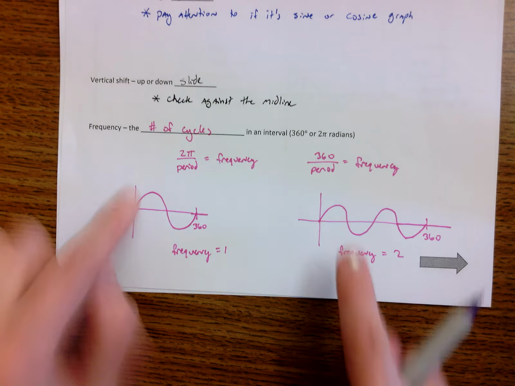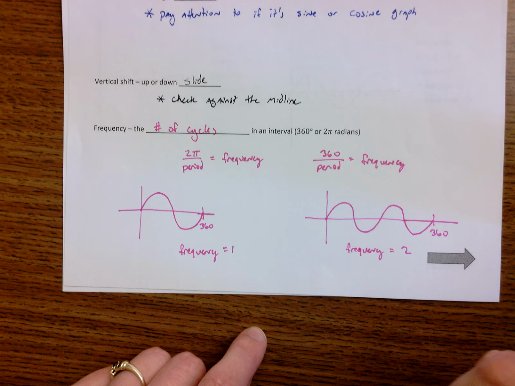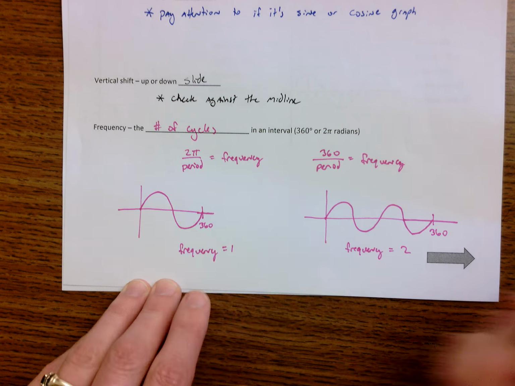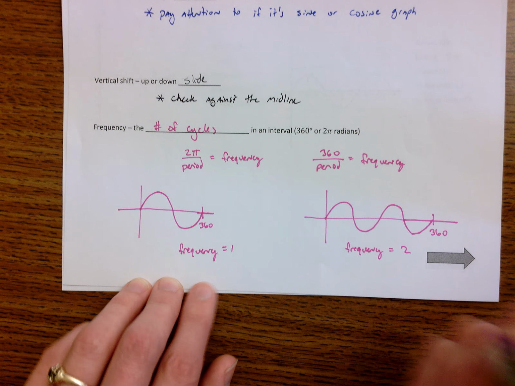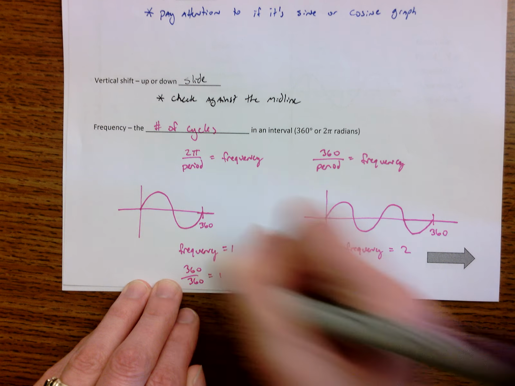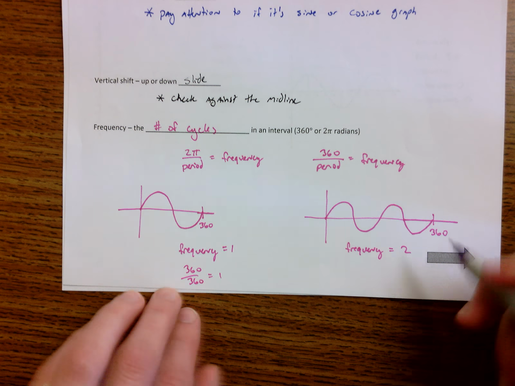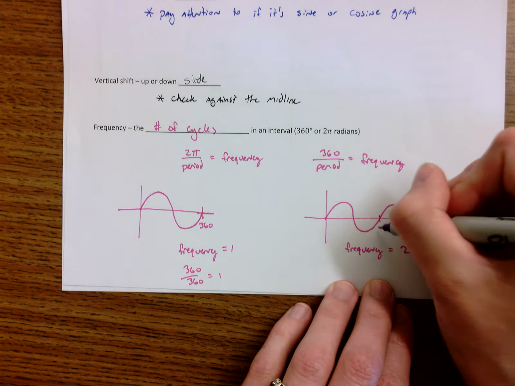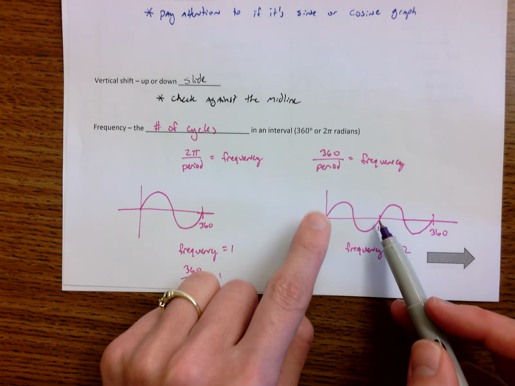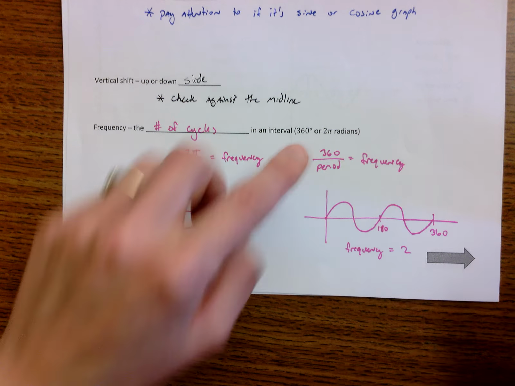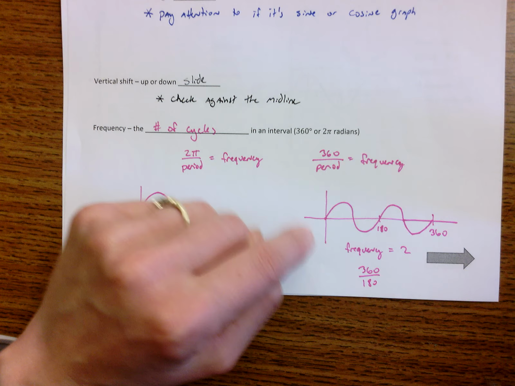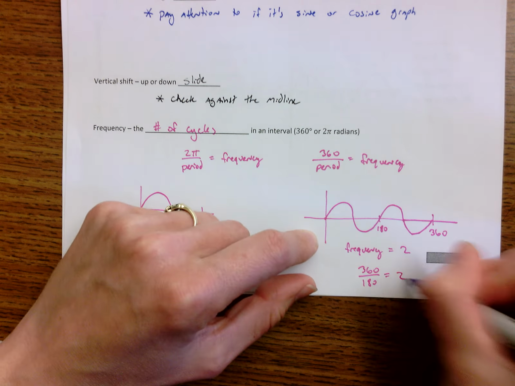If you were calculating it using this little formula, 360 divided by the period, the period for the first one would be 360 because that's how far it takes you to complete a full cycle. So it would just be 360 divided by 360, which is 1. For this one, you would have to know that one complete cycle is at 180. That's the period. So my little formula says do 360 divided by the period, which is 180. And that's where the 2 comes from.